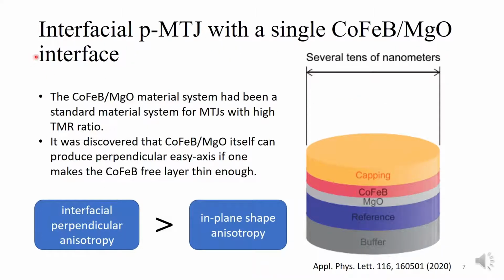And this is the interfacial perpendicular MTJ with a single interface. When the cobalt boron thickness is very thin, the interfacial perpendicular anisotropy at the interface overcomes the in-plane shape anisotropy, leading to the perpendicular z-axis. In other words, if the cobalt boron thickness becomes thicker, the magnetization will go back to in-plane. At this time, the diameter of the MTJ is still about several tens of nanometers.